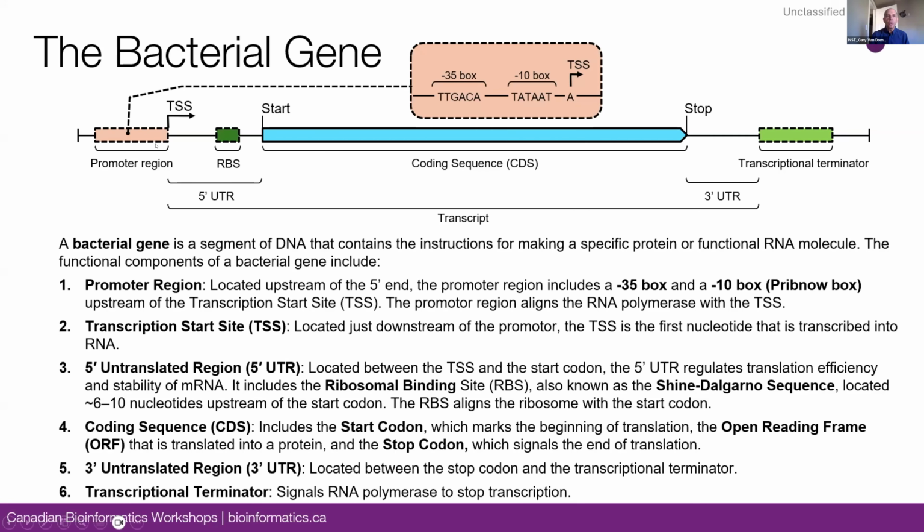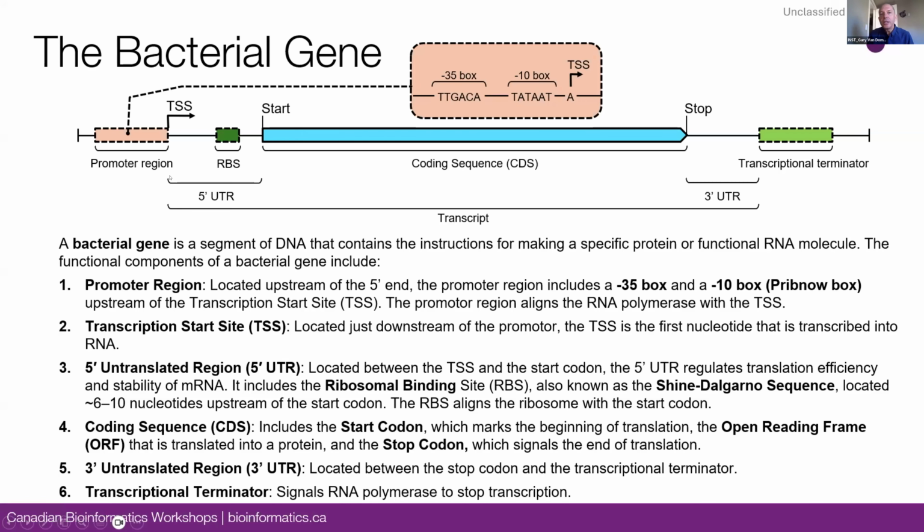So we have a promoter region over here, and here's a blow up of the promoter region. The promoter region contains these two motifs called a -35 box and a -10 box, or a Pribnow box. These help to position the polymerase right at the transcription start site, which is just downstream of these positional boxes, and they're there to ensure that the first nucleotide is correctly transcribed into the RNA.